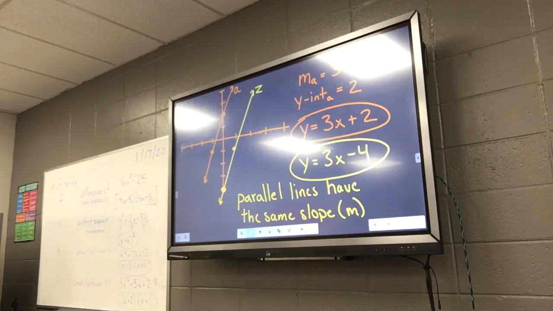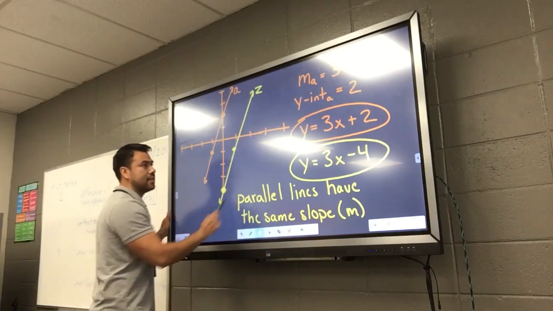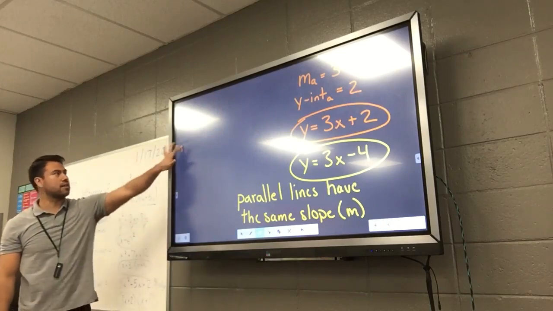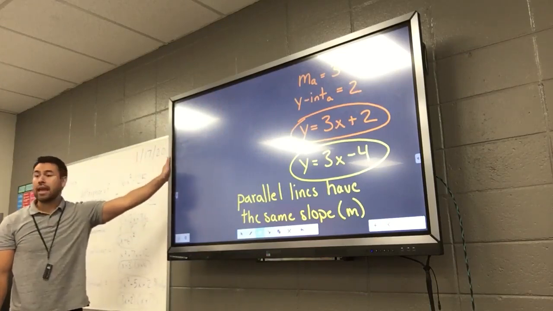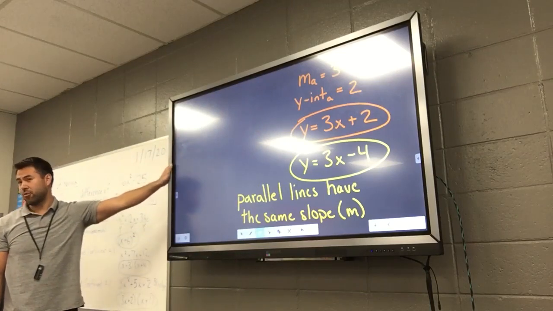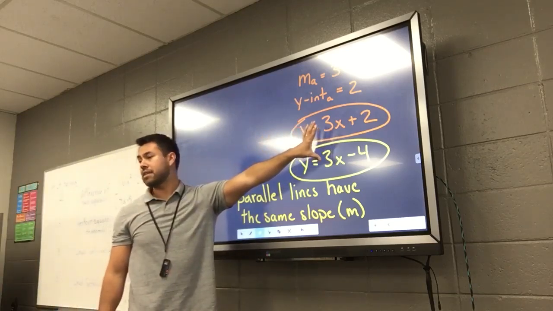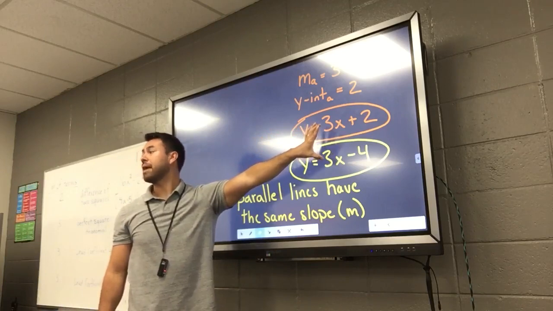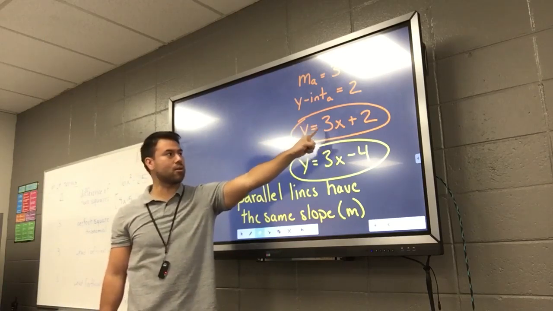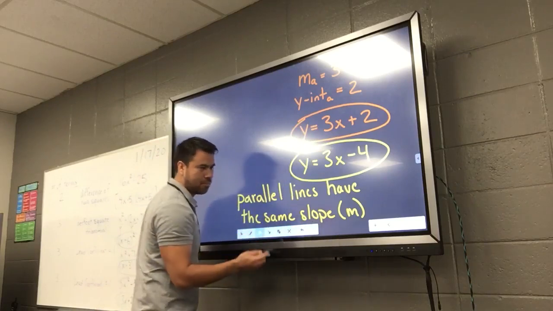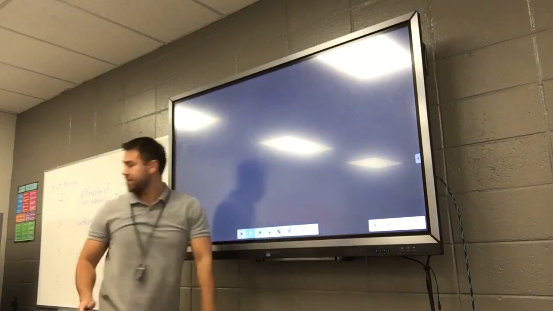You know what that means to me? If I erased that whole graph, it's gone. And I just saw the slope-intercept form, and I noticed the slopes, I automatically know that these two lines have to be parallel. No matter what, they got to be parallel. Why? Because they have the same slope. Okay? All right.